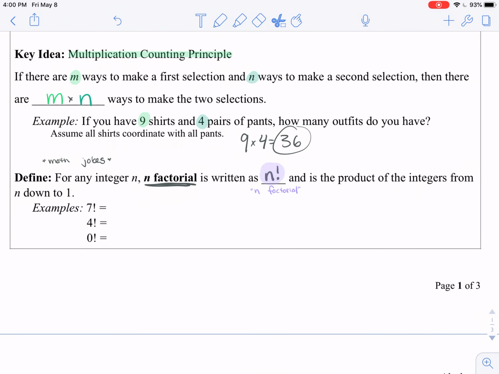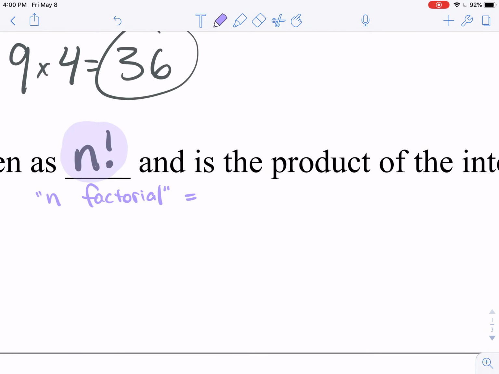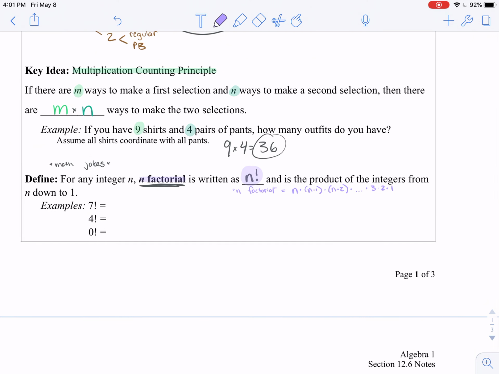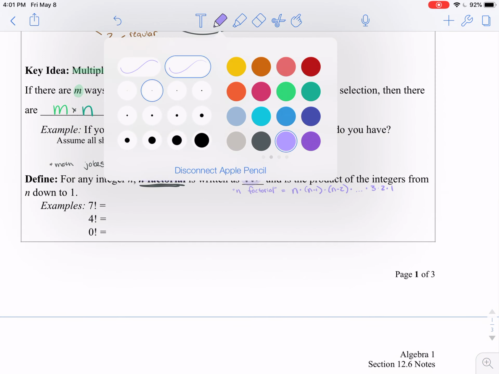But anyway, for any integer n, n factorial is the product of all the integers from n down to 1. And that is fancy math language for you start with n, and then you multiply times n minus 1, and then you multiply times n minus 2, and then you multiply by all the numbers, times 3 times 2 times 1. That's it. Now it's a bit abstract, so let's do a bunch of examples.